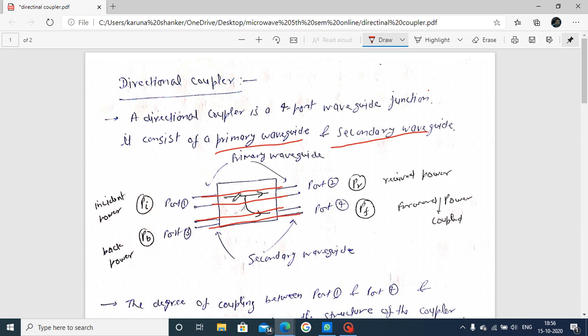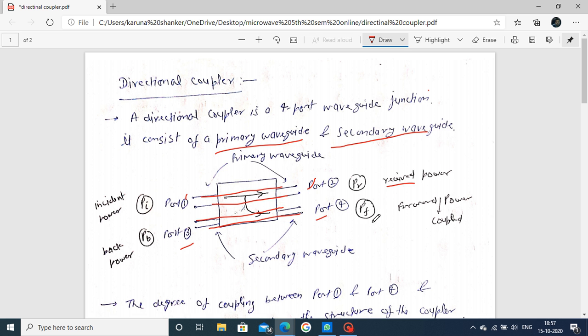Now this creates a 4-port device, so we consider here port 1, this is port 2, port 3, and the next one is port 4. Port 1 is the input port, which we consider as the incident power, the incident port. Port 2 is considered as the receive port. Port 3 is called the receive back power port.